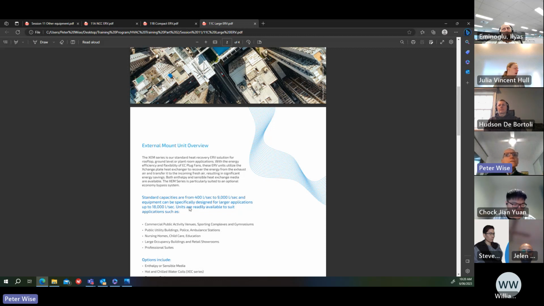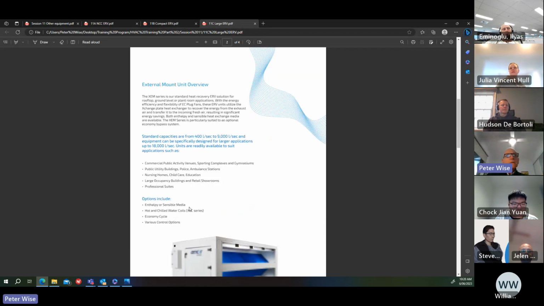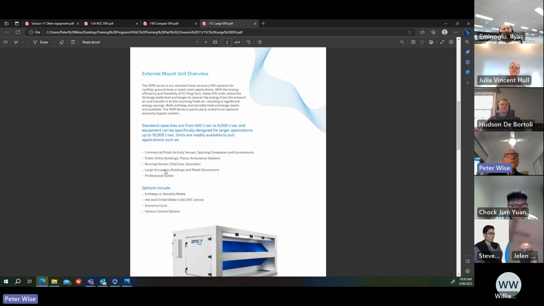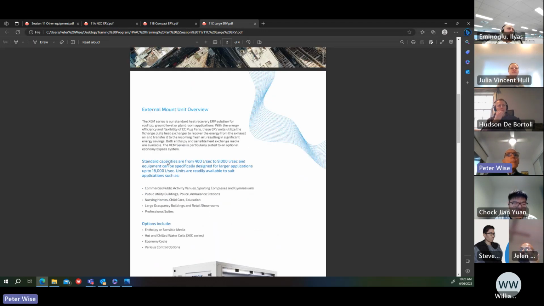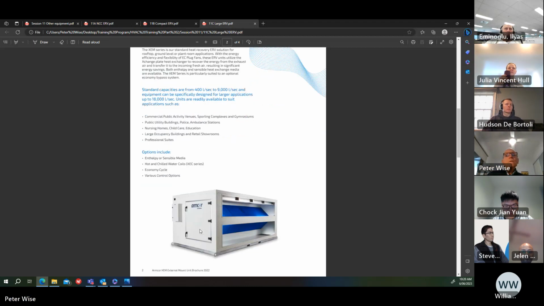But looking at this data that's in front of us here at the moment, you can see even with the plate heat exchangers, I saw a comment, options include, can you see those options here? You can get enthalpy or sensible media even with a plate heat exchanger. So they can apply a desiccant on those, so you can still get that as well. So there's a few options available.